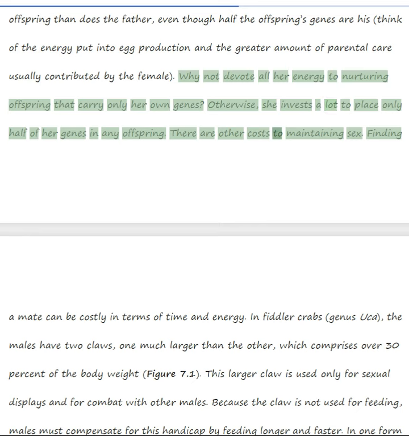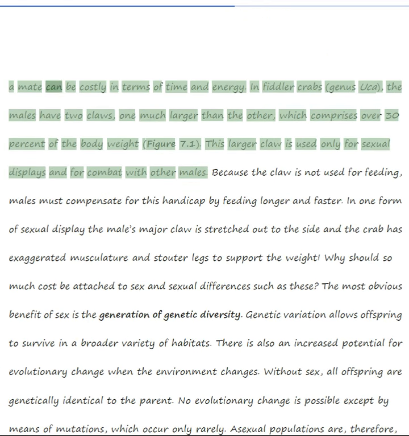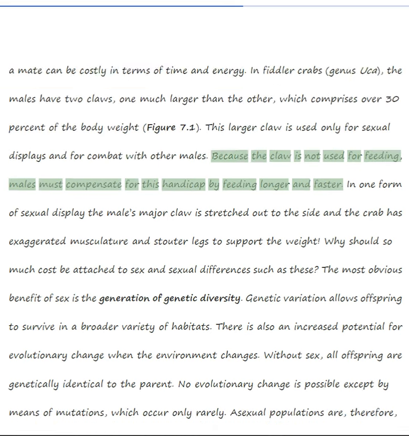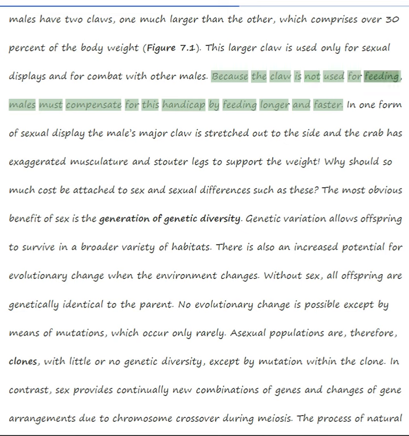There are other costs to maintaining sex. Finding a mate can be costly in terms of time and energy. In fiddler crabs, the males have 2 claws, one much larger than the other, which comprises over 30% of the body weight. This larger claw is used only for sexual displays and for combat with other males. Because the claw is not used for feeding, males must compensate for this handicap by feeding longer and faster.